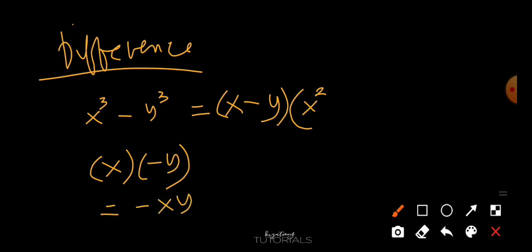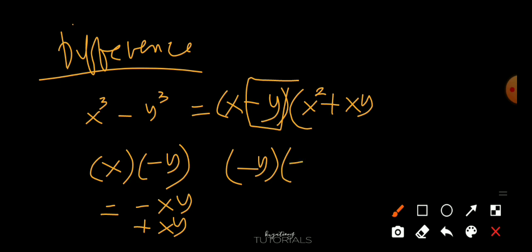So the answer is negative xy. Then same as before, you change the sign. If the answer is positive, you make it negative, and if it is negative, you make it positive. In this case, since xy is negative, it becomes positive, so plus xy. Next, we square the second term, which is negative y. Negative y times negative y is positive y squared. So write plus y squared.